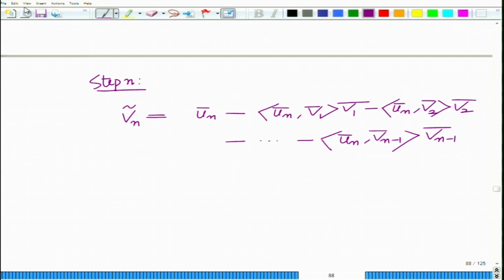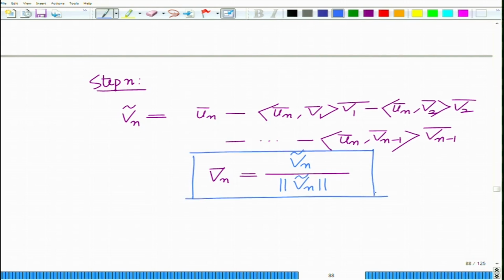And finally, we have Vn bar equals Vn tilde divided by norm Vn tilde, and this generates the unit norm vector. Remember, the orthogonality property is not affected by the norm. So, all we have to do is take the vector and simply divide by its norm to get the corresponding unit norm vector. That basically summarizes the Gram-Schmidt orthonormalization procedure.